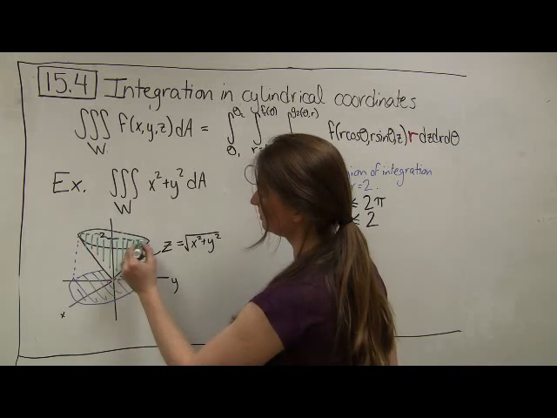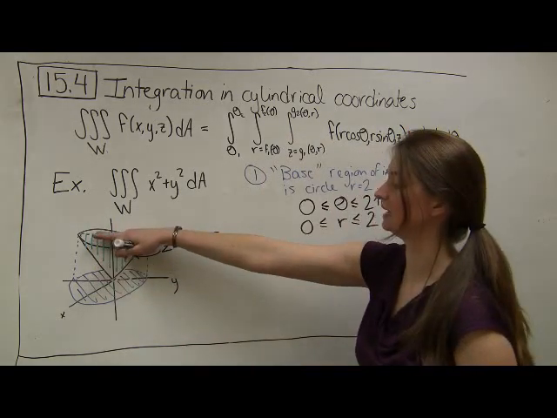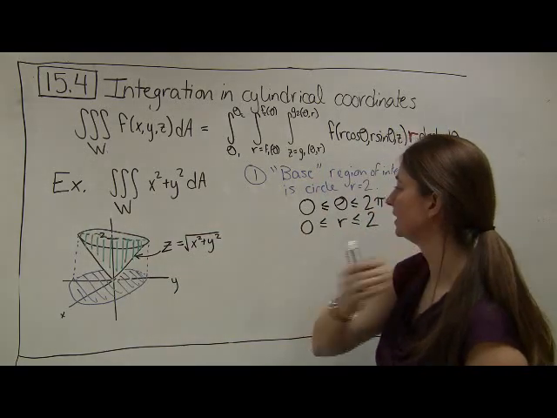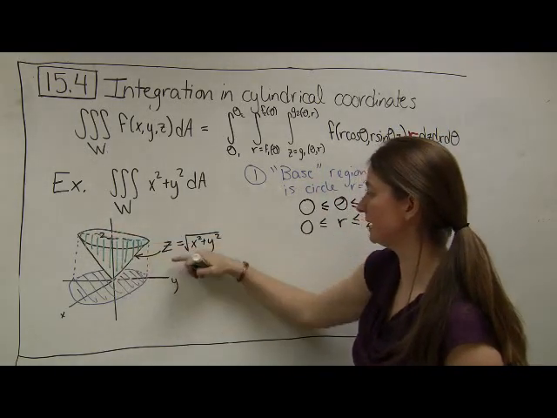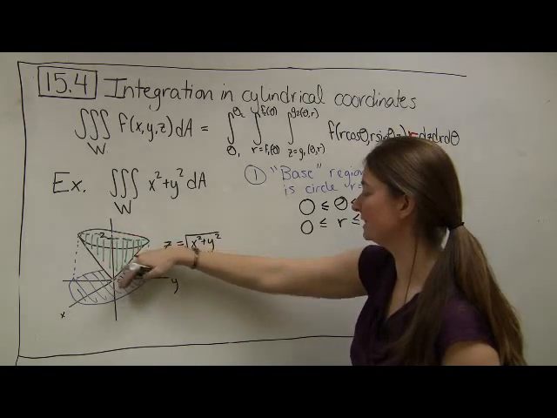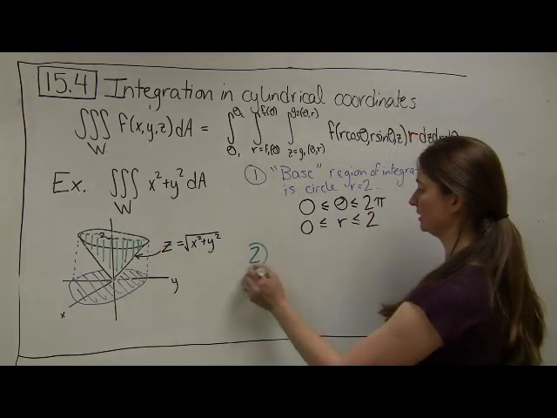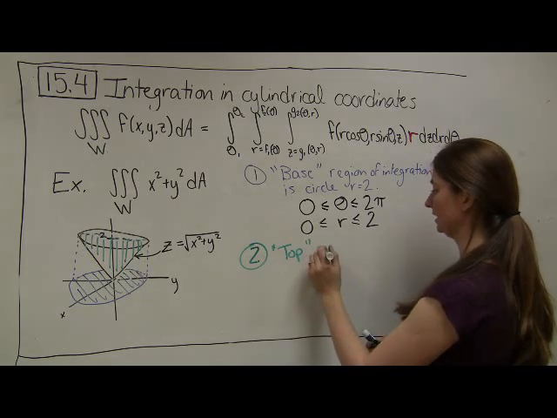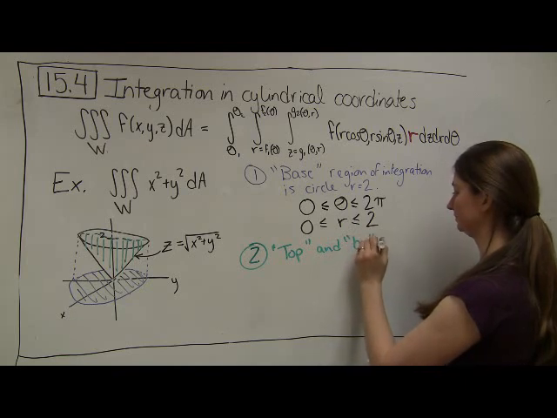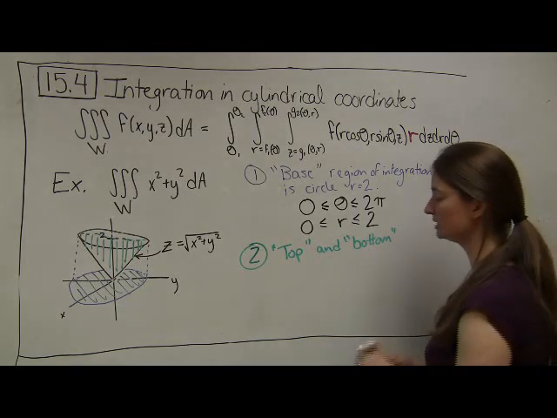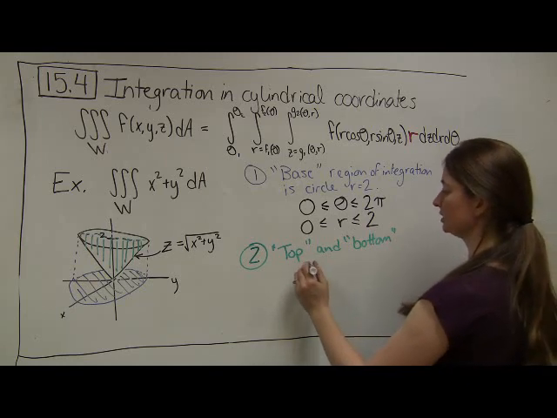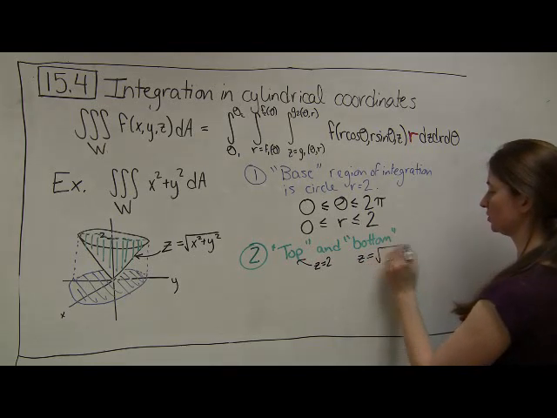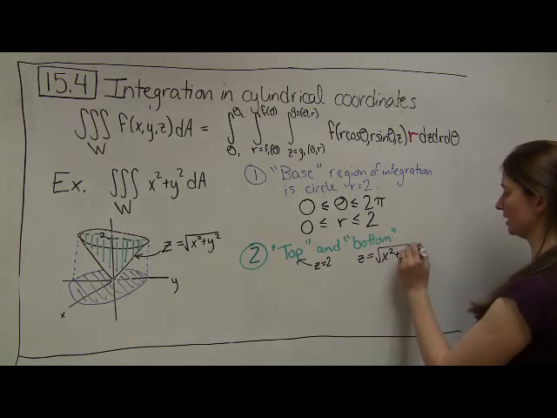And so we know that the maximum value for these z values are when z hits 2, because that's where we're cutting off this cone at z equals 2. And the lower bound is given by the formula for this cone. In this case, I could write the top and bottom. So in this case, the top is given by z equals 2, whereas the bottom is given by z equals the square root of x squared plus y squared.